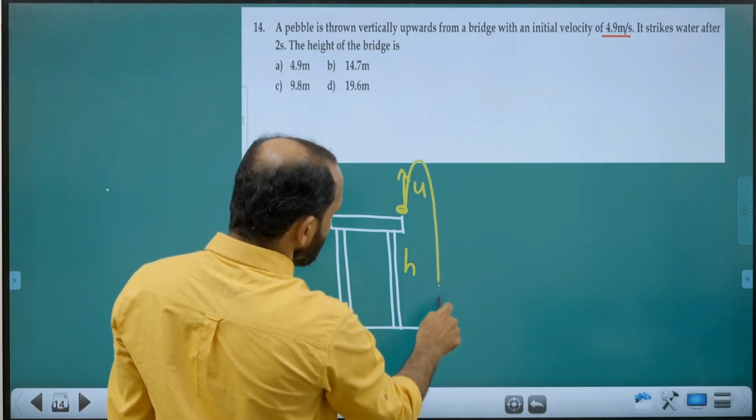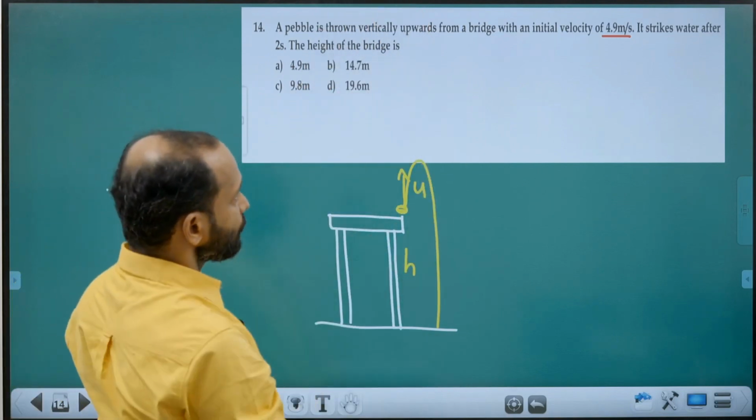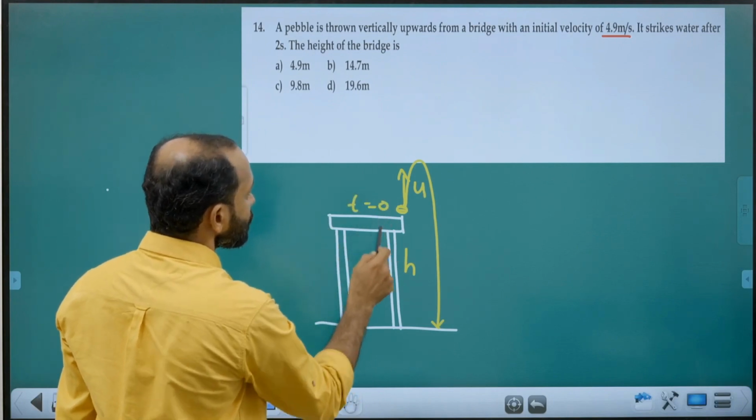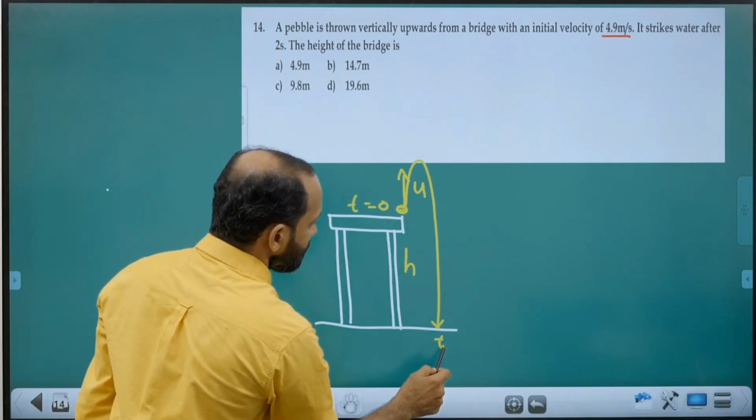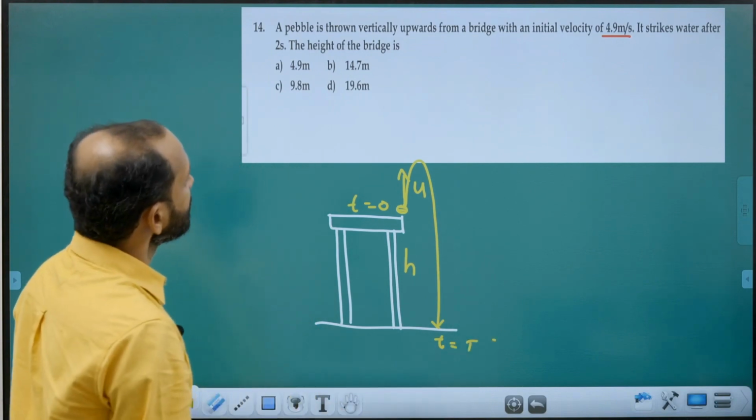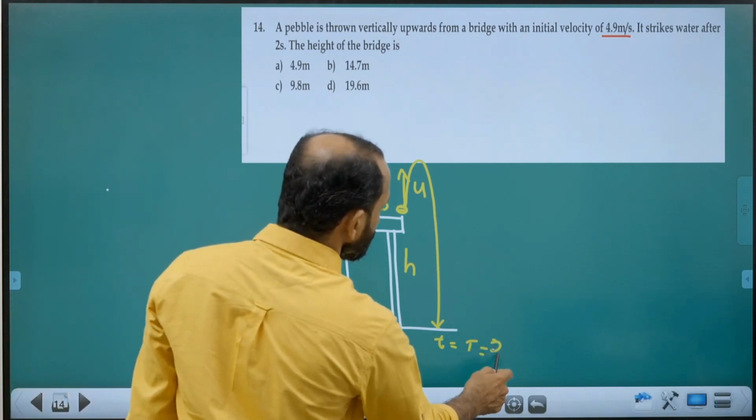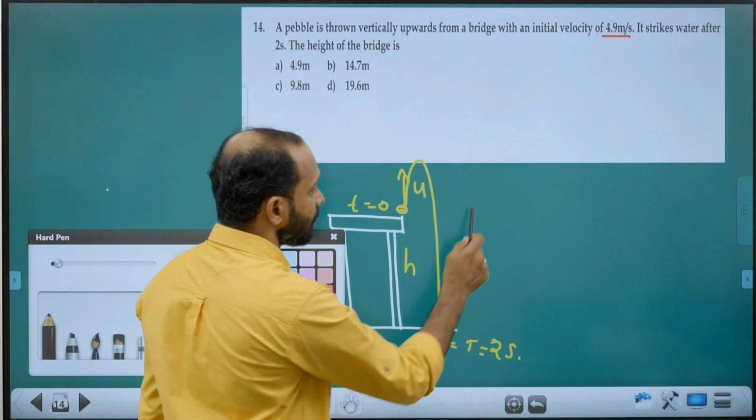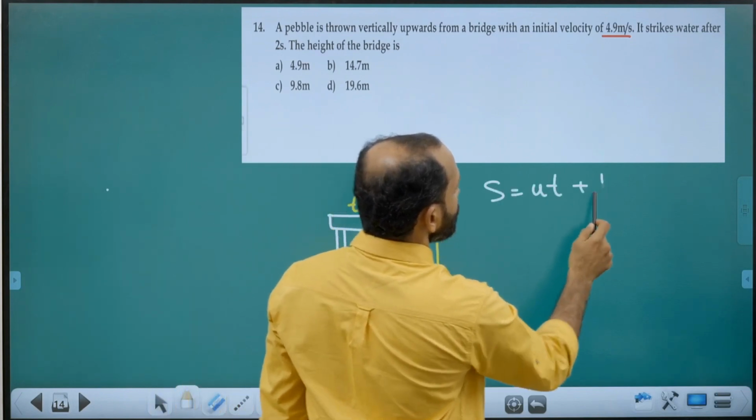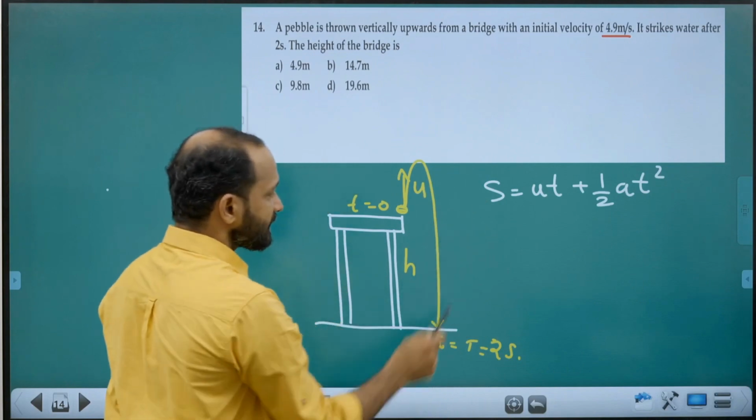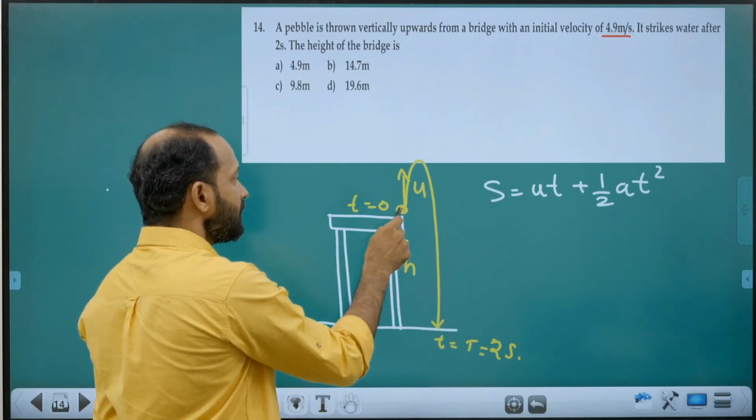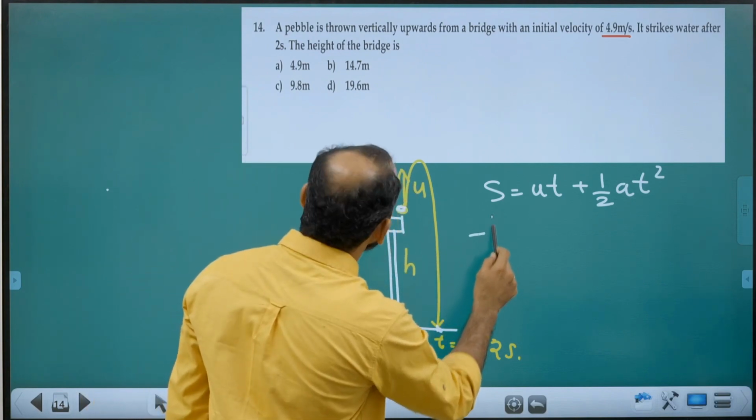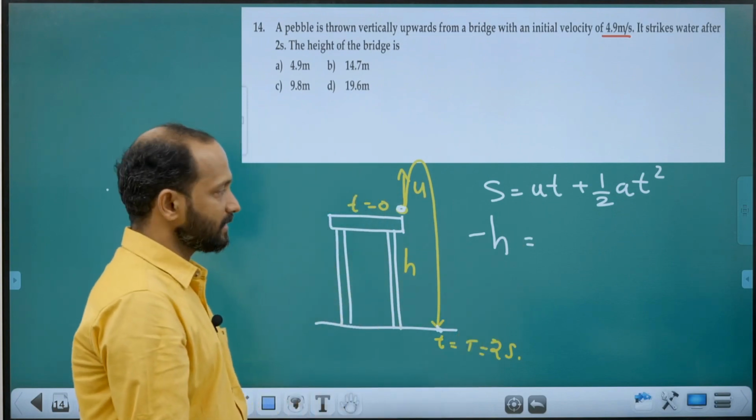It follows a straight line path upward and downward along the same line and falls into the water. Thrown at t equal to 0, it reaches the water at time T, which is given as 2 seconds. Then we can use the kinematic equation, as acceleration is constant. S is equal to ut plus half at square. What is S here? The displacement from t equal to 0 to t equal to 2 seconds is downward, so we put minus h, that we have to find.